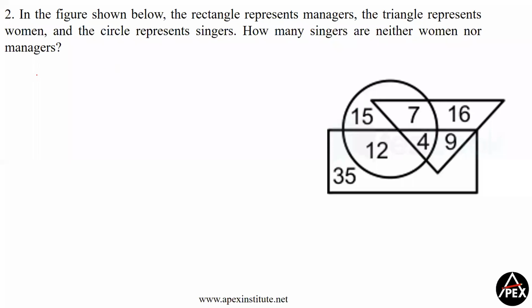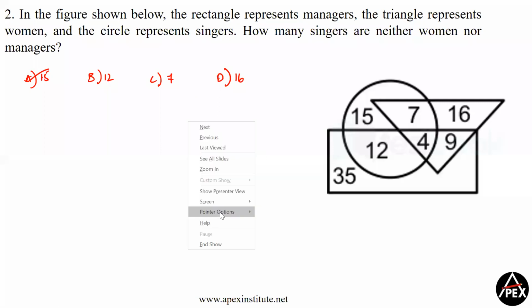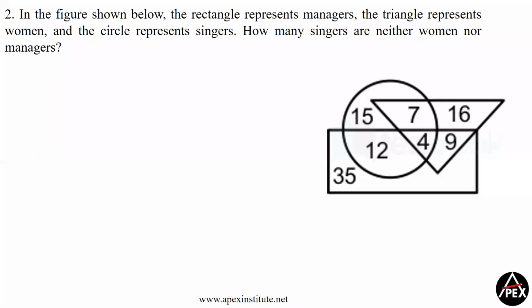If you have options like option A, 15, option B, 12, option C, 7, and option D, 16, which will you mark? 15, sir, option A. So that will be your answer. You can consider this 15 as a number.